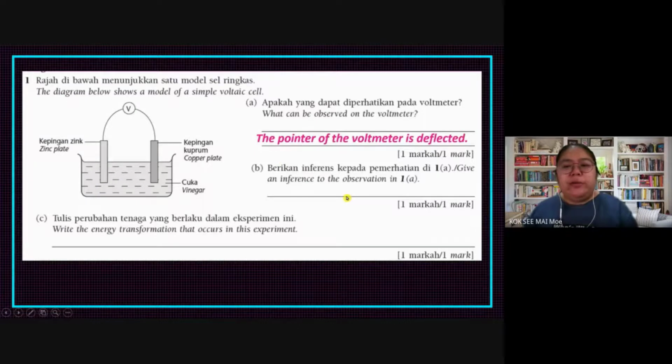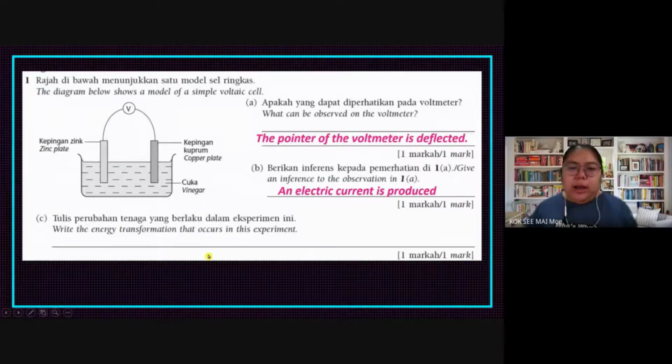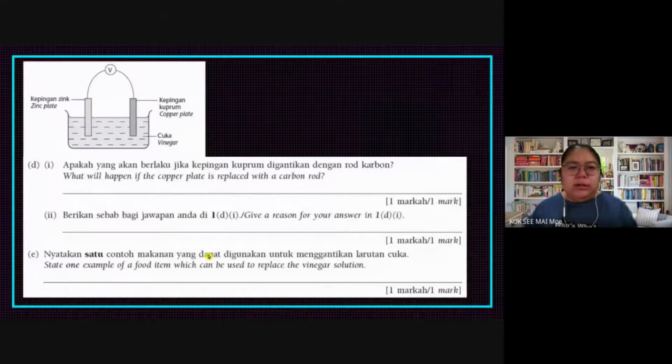Okay, what inference can we make for 1A? Deflected means current is produced for the circuit. Can you write the energy transformation that occurs in this experiment? Chemical energy to electrical energy. Then we go to the next part.